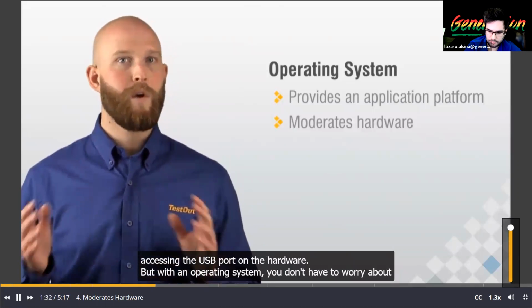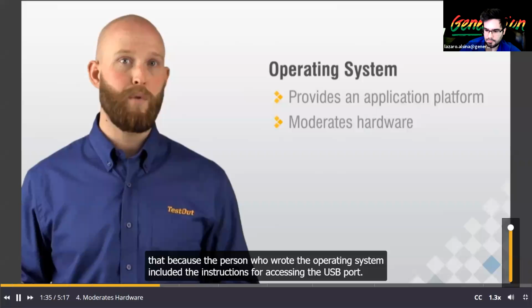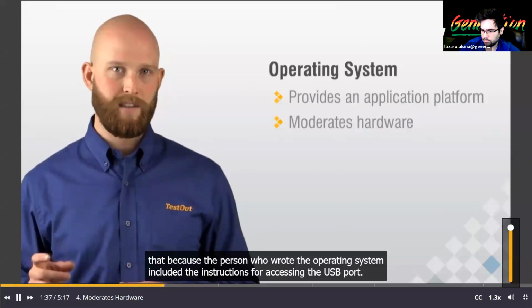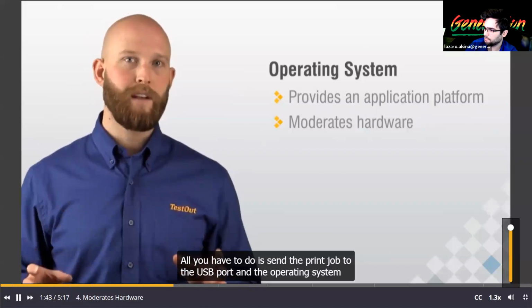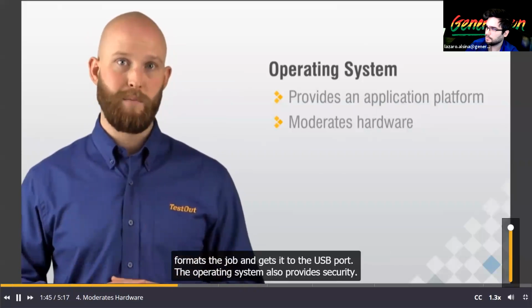But with an operating system, we don't have to worry about that because the person who wrote the operating system included the instructions for accessing the USB port. All we have to do is send the print job to the USB port, and the operating system formats the job and gets it to the USB port.